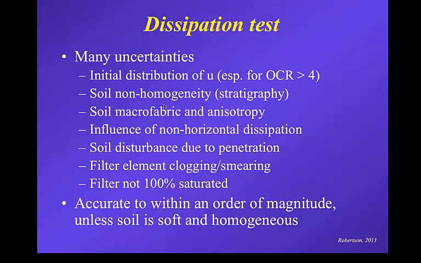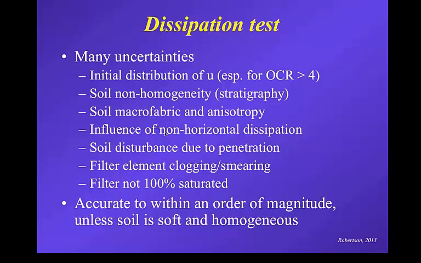Essentially, T50 begins to lose its value. You saw from the theory here that for a single value of T50, you're now covering a very wide range of CH when you get to these very fast dissipations. So it becomes very unreliable in that region.